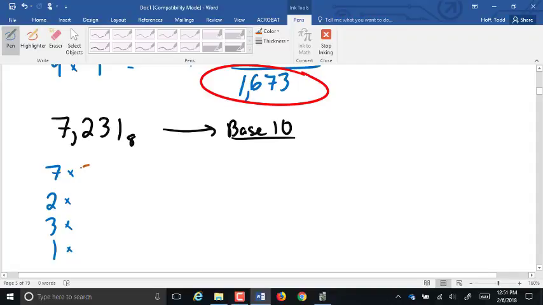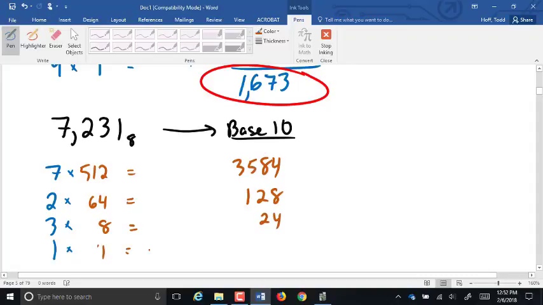Okay, so the 7 is the 512's place value. 7 times 512 is perfect. The 2 is in the 64's place value. 2 times 64, 128. 3 is in the 8's place value. 3 times 8, 24. And the 1 is in the 1's place value. 1 times 1 is 1.